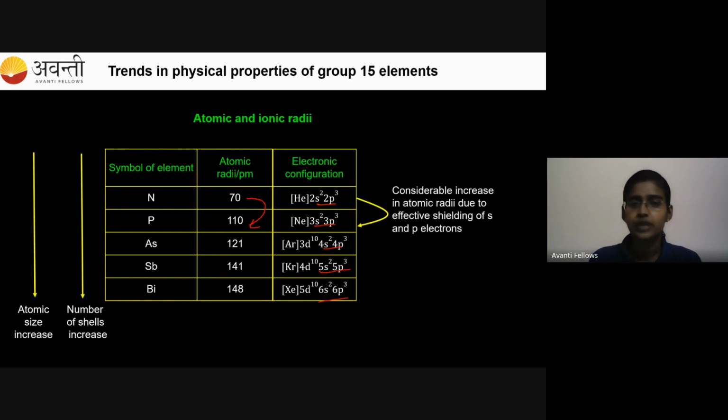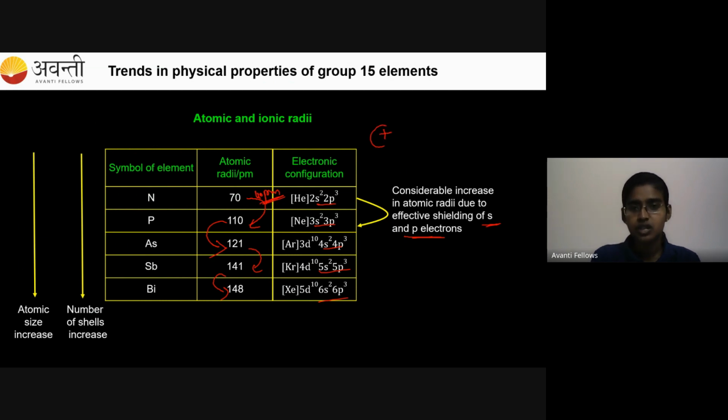Okay, due to the effective shielding of s and p electrons. But when you are moving from phosphorus to arsenic, the difference is very less. Only around 10 picometer difference is observed. And moving from arsenic to antimony also some 20, and here only 8 picometer difference. But from 70 to 110, there is a 40 picometer difference, right? So the large difference is due to the effective shielding of s and p electrons.